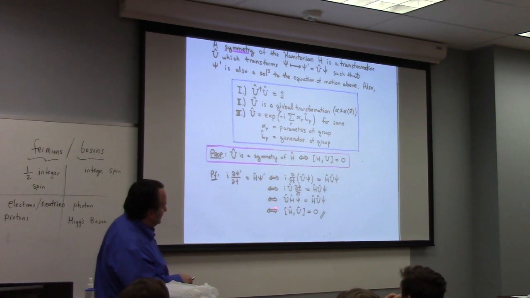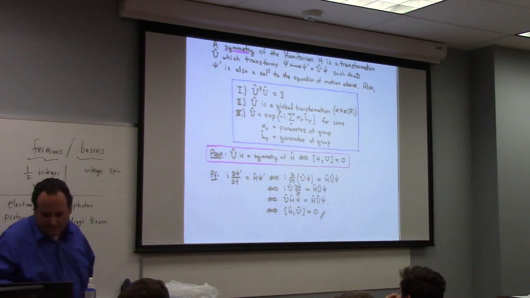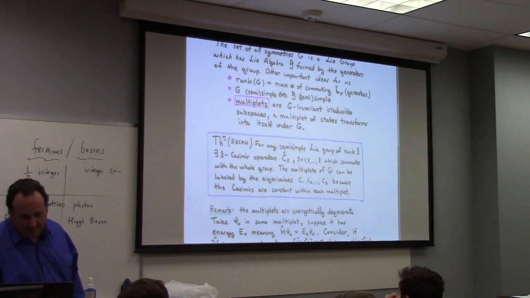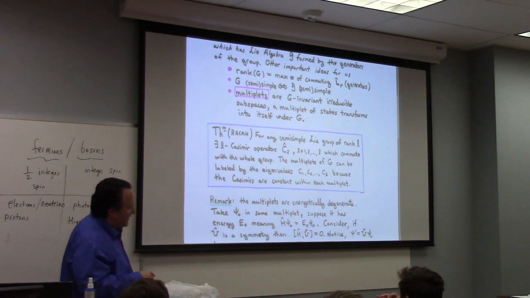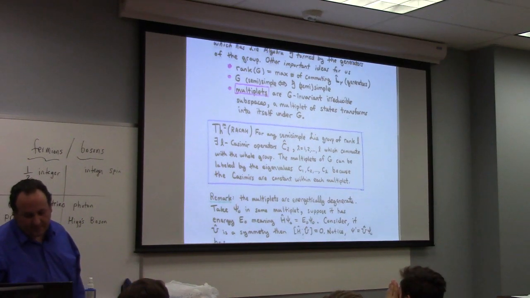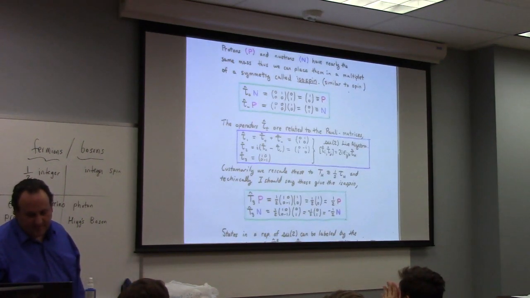So what that means is that H times U is equal to U times H, all right? That means that you can simultaneously diagonalize the Hamiltonian and the operator. Let's get past this. This is just mathematical stuff.